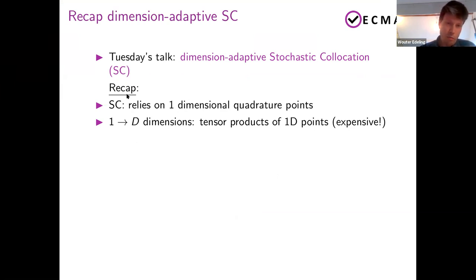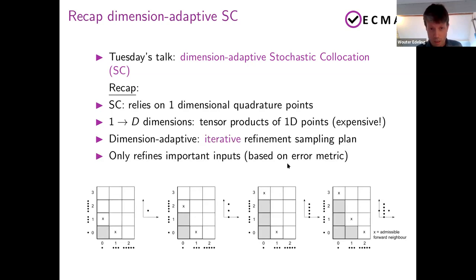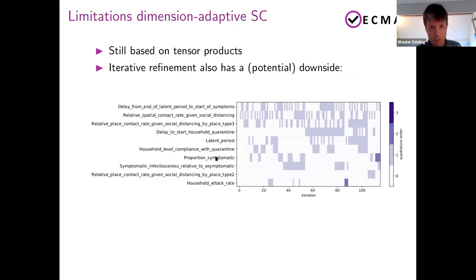If you do these kinds of methods, you're relying on one-dimensional quadrature nodes, which are extended to higher dimensions via tensor products. And it's this tensor product that can become potentially very expensive in number of simulations. If you do an adaptive version of that, you are making your sampling plan in an iterative fashion. You're starting with a single sample and you're building it up in directions which turn out to be important. And that way you get an anisotropic sampling plan that refines the important inputs.